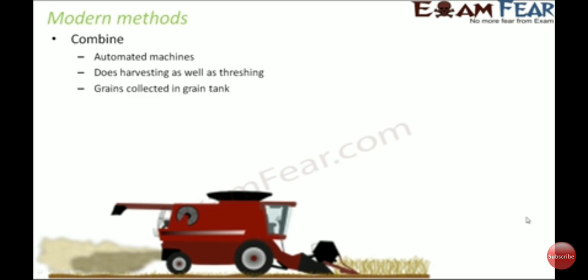The grains get collected in the grain tank. There is a separate tank where all the grains get collected, and the unwanted chaff falls off the back of the machine. You see, from the back side, all the unwanted things like the dry scaly casings or the coverings of seeds or the stalks, they all get thrown out by the end of the machine.